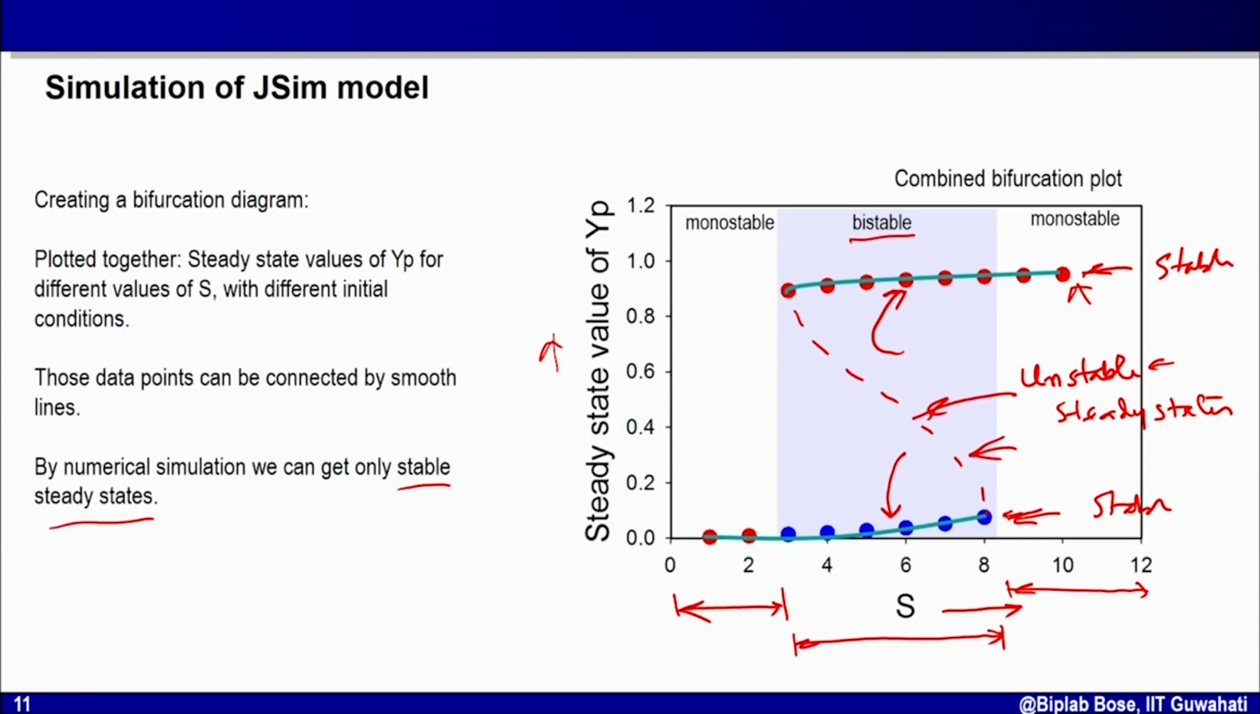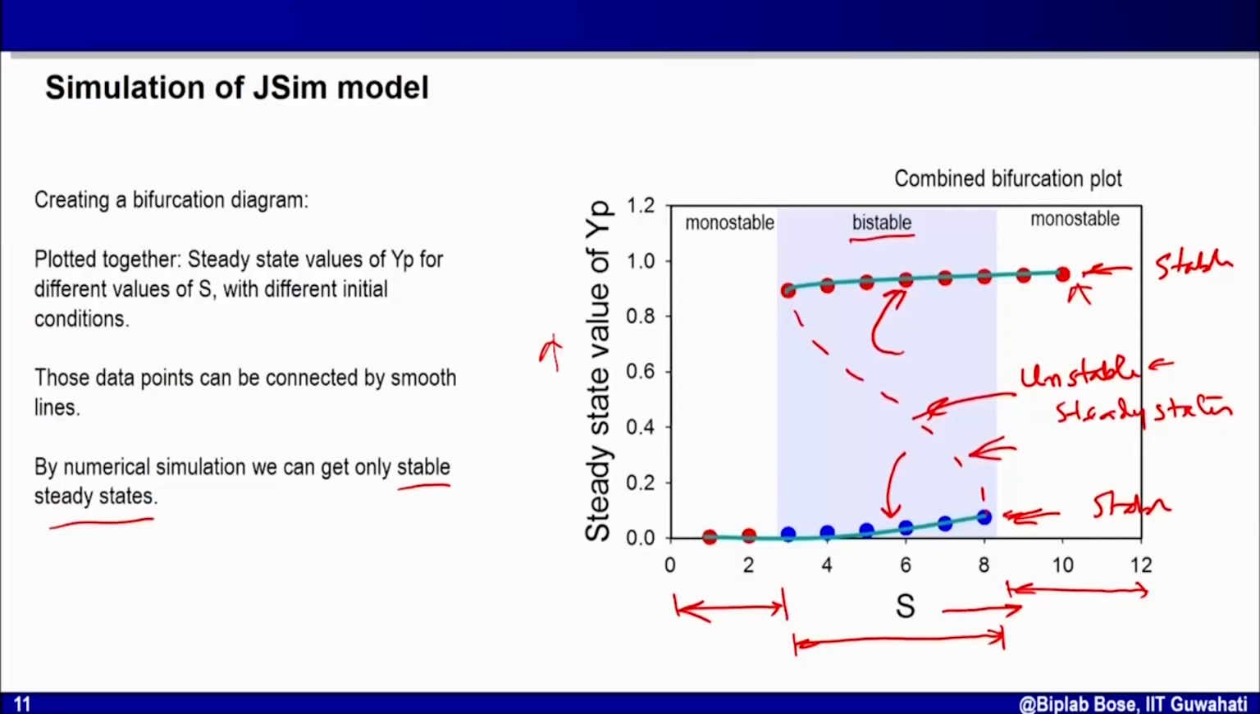Whatever it is, we are not much bothered about the unstable steady state because the system in reality will also never reach an unstable steady state. It will move away from it. So my numerical simulation tells me that this system has bifurcation. Depending upon the initial value and the value of S, the system can be monostable or bistable, and if you are in a bistable regime, which steady state it will go to will depend upon the initial condition. You can easily draw this type of bifurcation plot by numerical simulation even for other types of networks or circuits.